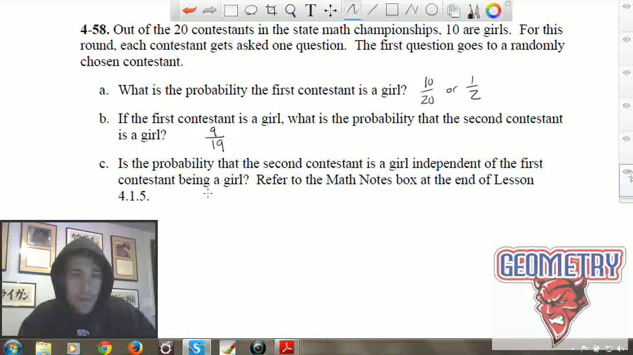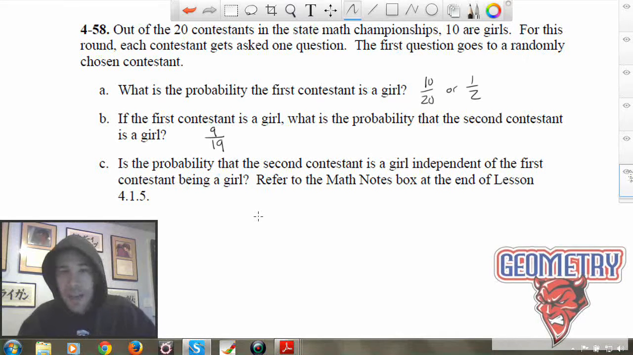And C is: is the probability that the second contestant is a girl independent of the first contestant being a girl? I would say it is not independent. I would say the probability that the second contestant is a girl is dependent on the first contestant being a girl. Because if the first contestant was not a girl, then the probability would change.